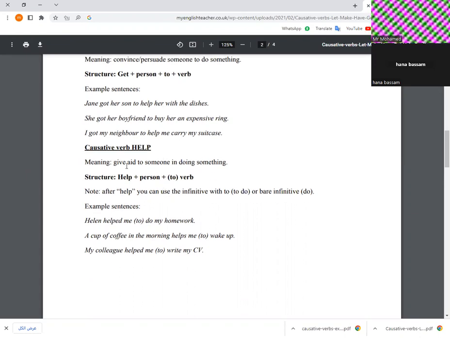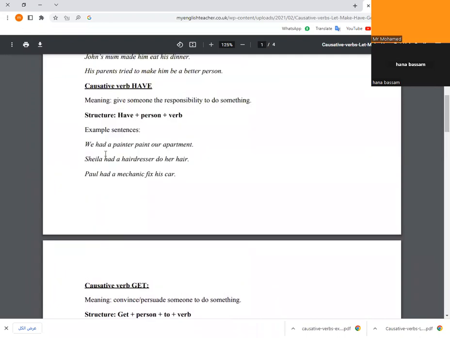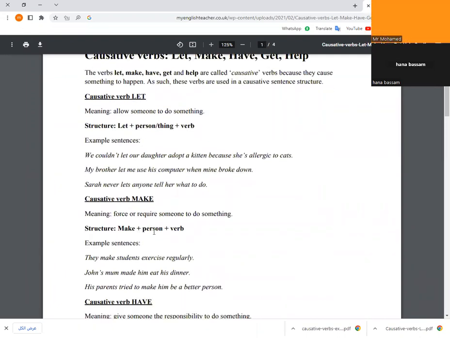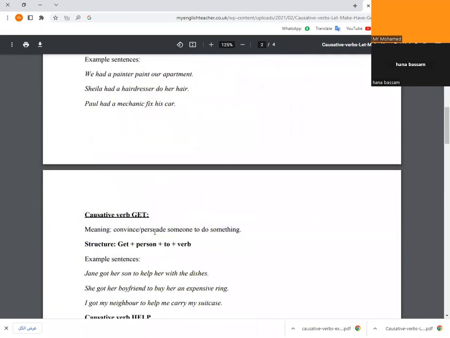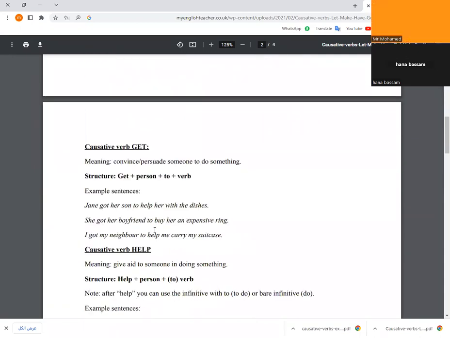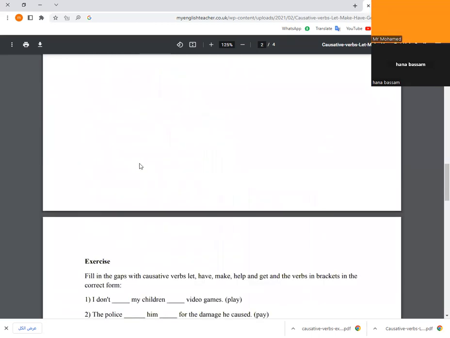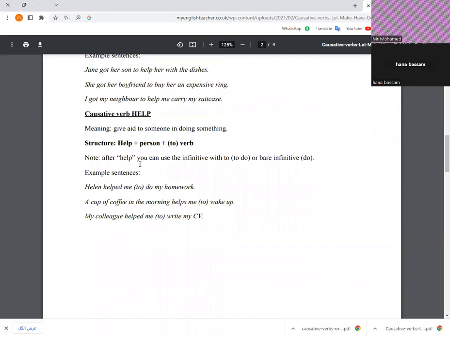For now, let's move on. We've talked about let, make, have, and get. Now the last one is the causative verb help. What does help mean? It means give aid to someone in doing something. I help a person to do something.